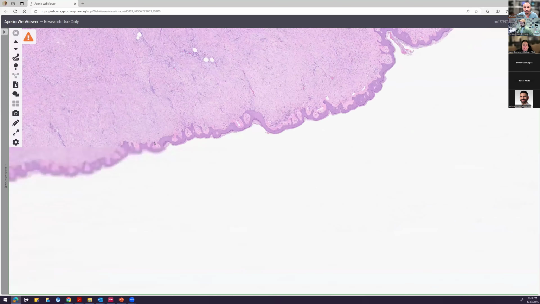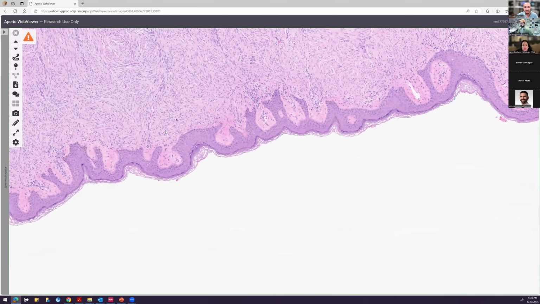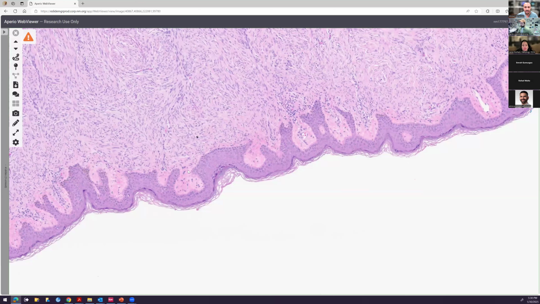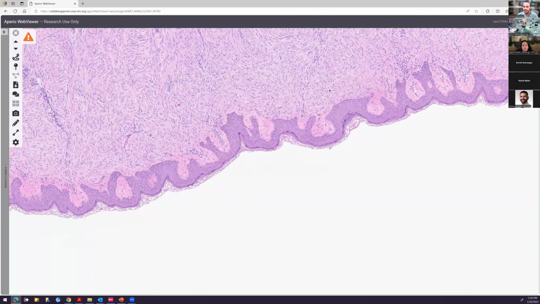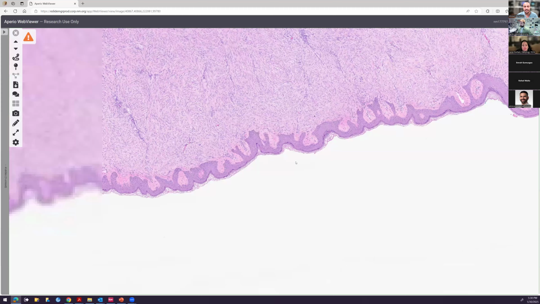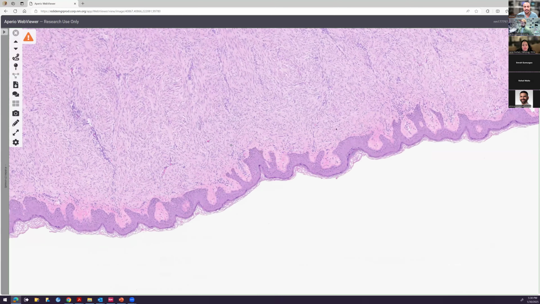DFSPs as well, generally, will come all the way up to the surface. There'll be a little bit of a space called the Grenz zone, and usually it's not associated with excessive overlying pseudoepitheliomatous hyperplasia. And the reason I mention all these things is because, what's the major differential with DFSP?